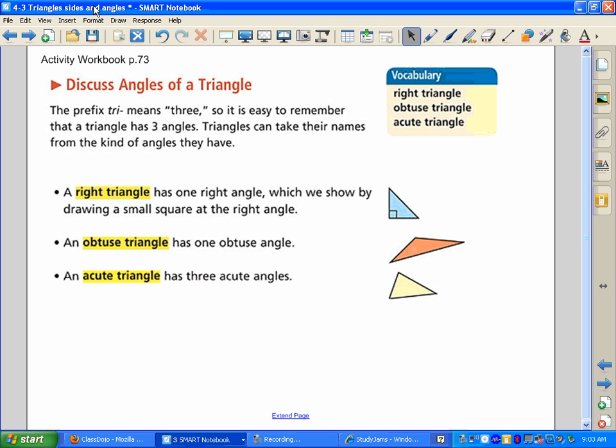So, triangle. The prefix tri, we've talked about this before. Tri means three. We talked about the tricycle. We talked about the triangle having three sides. Okay, so a triangle has three angles. Triangles can take their names from the kinds of angles they have.